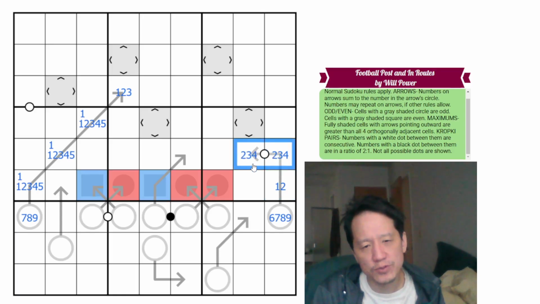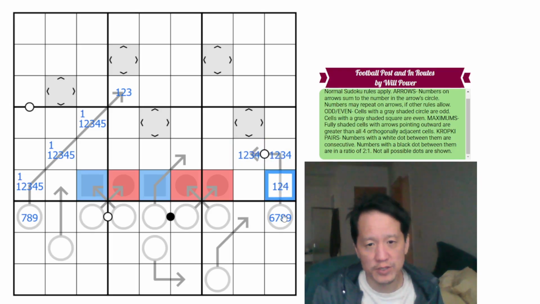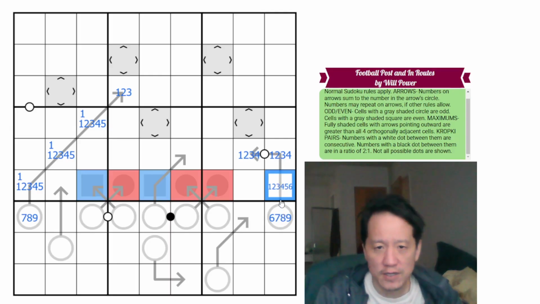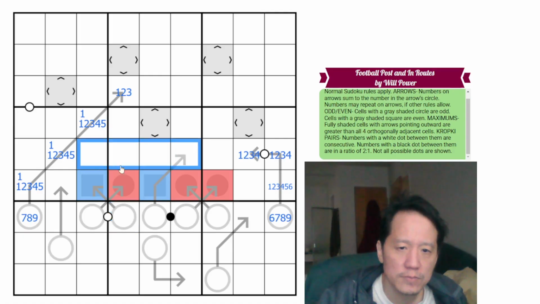It could be 2, 3, in which case, if it's 2, 3, it has to be 1 or 4. And it could be 1, 2, in which case this could be 3, 5, or 6. Any of those are possible. We don't have any restrictions. Well, okay.